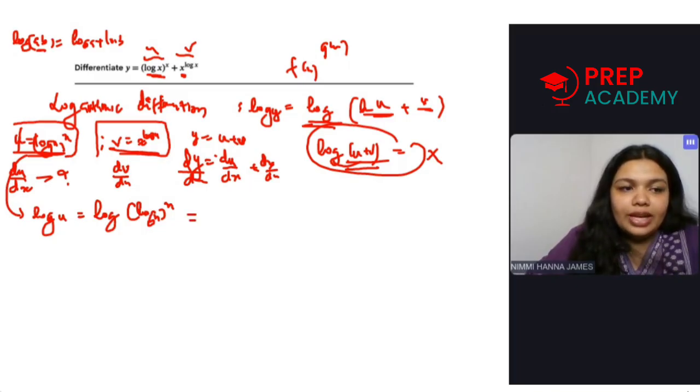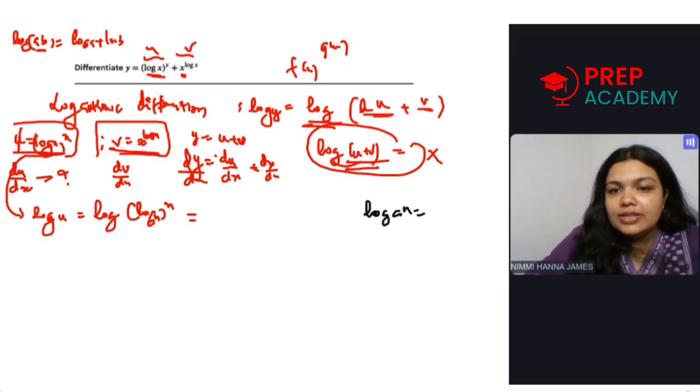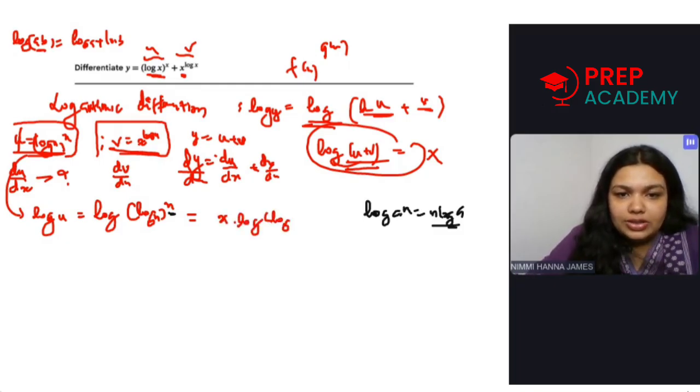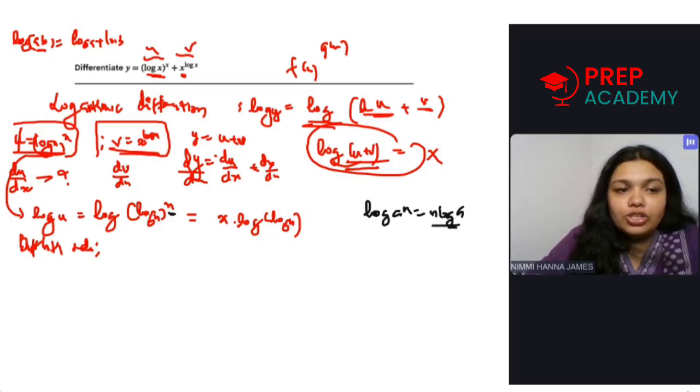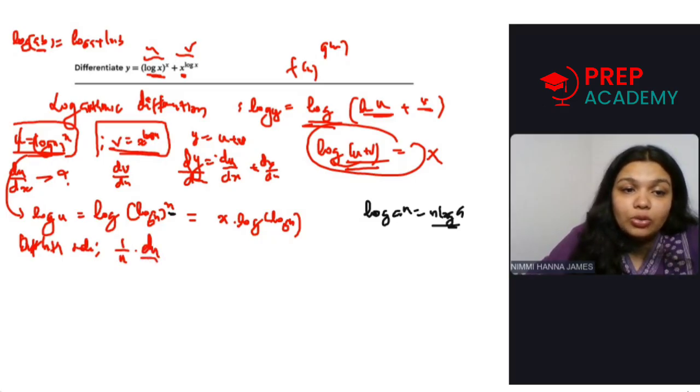So from using that rule of logarithms, that is log a raised to n is equal to n log a, we can write here, we can put that x down. So x into log of log x. Now differentiating both sides, we get differential of log u is 1 by u and differential of u is du by dx. Chain rule, we have applied the chain rule there.